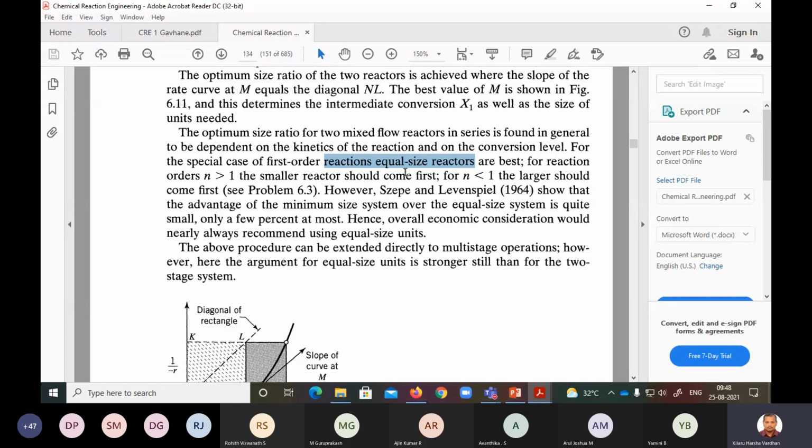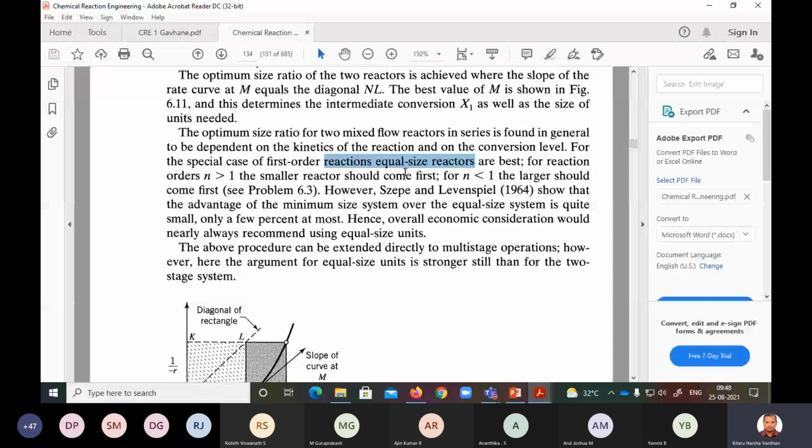If you know the order of a reaction, and the order is 1, definitely don't plan to go for different size reactors in series, especially CSTRs. But if the order is greater than 1, then you can have a different series of reactors. Again, the best combination will be the small reactor first and then the big reactor.